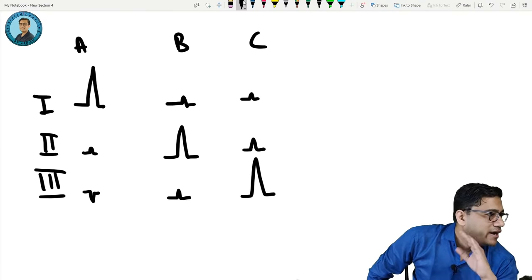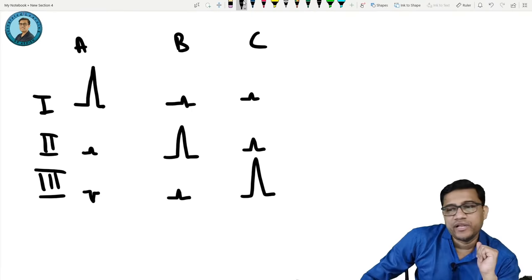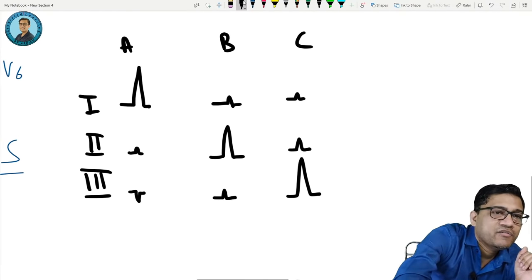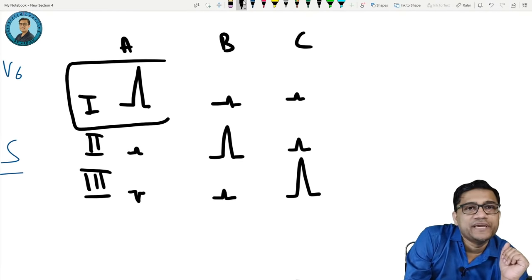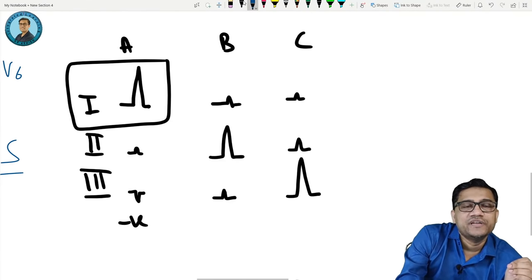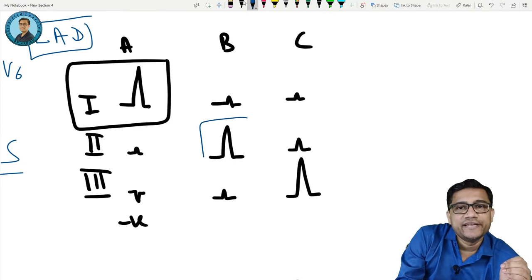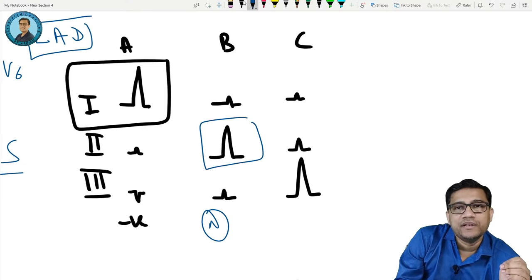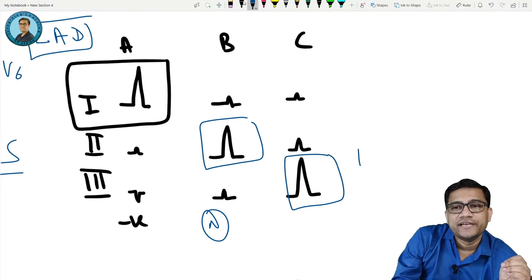Everyone is able to see, so I'll write the answer here. What is bigger? R is big in lead 1, and it is most likely negative in lead 3. That is left axis deviation. Here it is big, so it is normal. Here it is big, so it is right axis deviation.